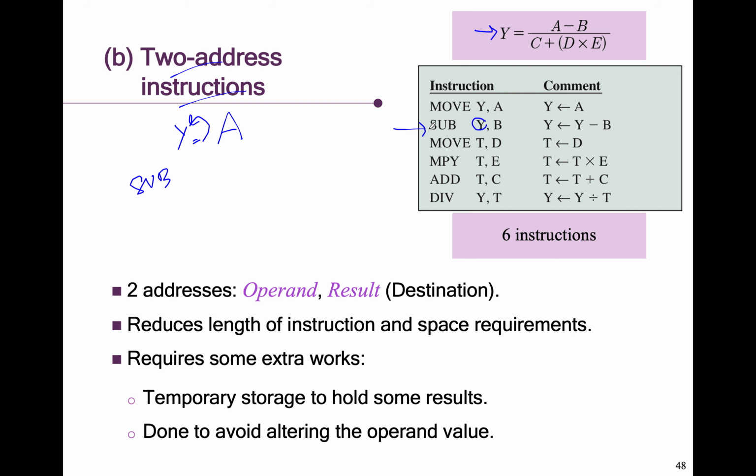You're going to subtract your y value, which is y now is a. You're going to sub with your value of b, and you're going to store it to your new y. So my new y is a minus b. And then you're going to do move. You have another one which is t. You're going to move d into t. Now your t is equal to d.